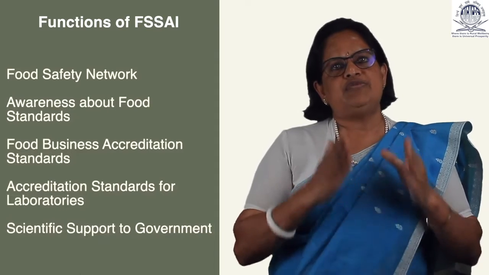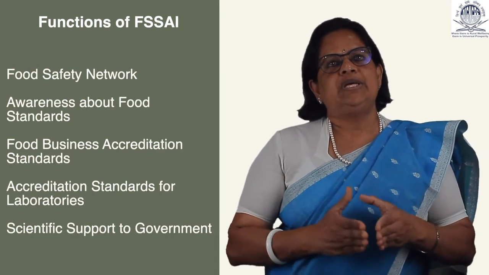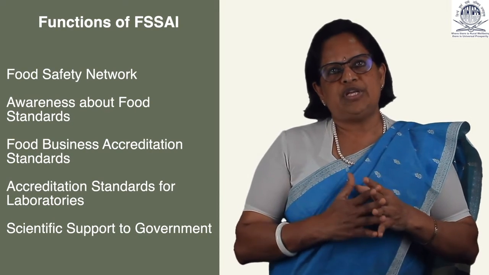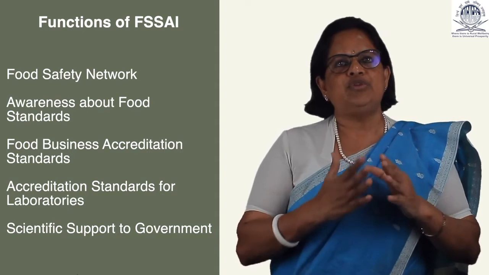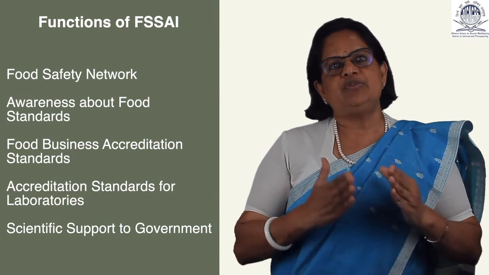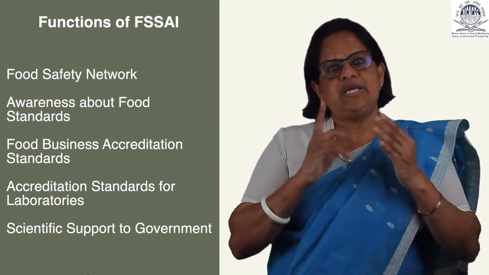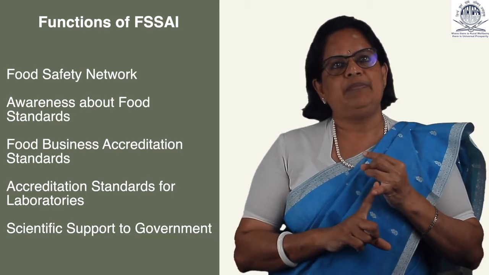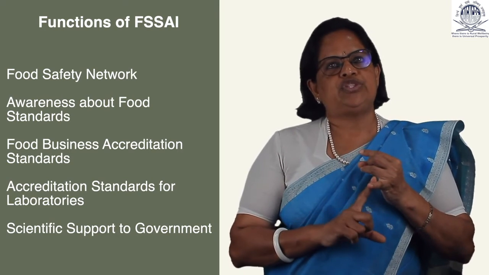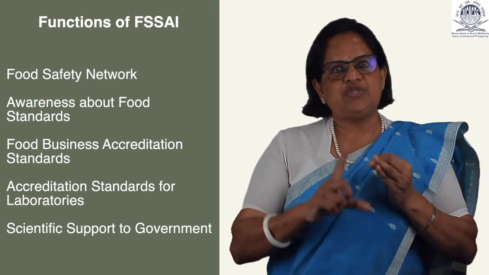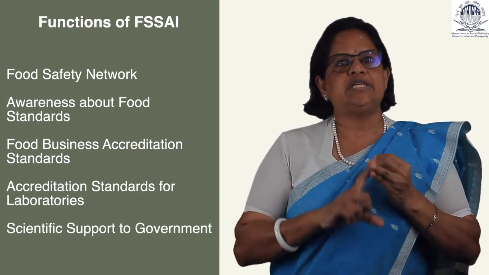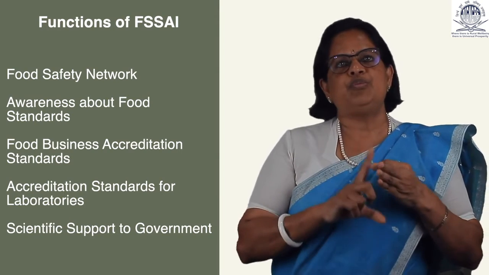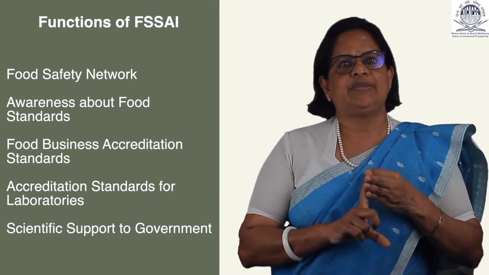Let us continue with the functions of FSSAI. The next function is to create an information network across the country about food safety and issues concerning food safety. The next function is to create a general awareness among people in the country about food safety and food standards. The next function is to lay down standards, mechanisms and guidelines for accreditation system for food business.